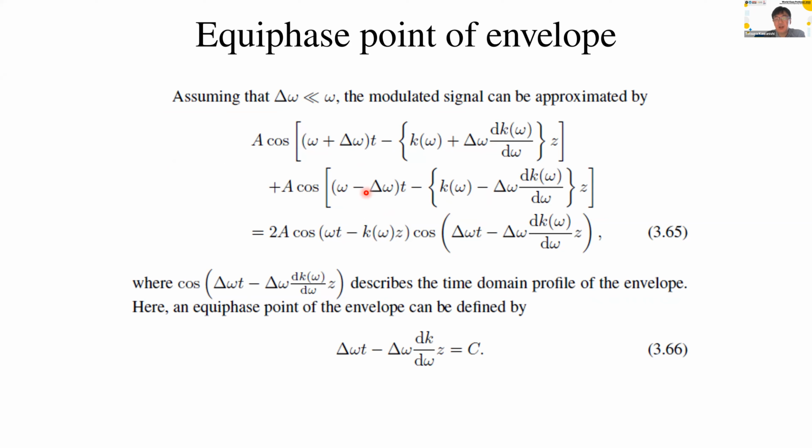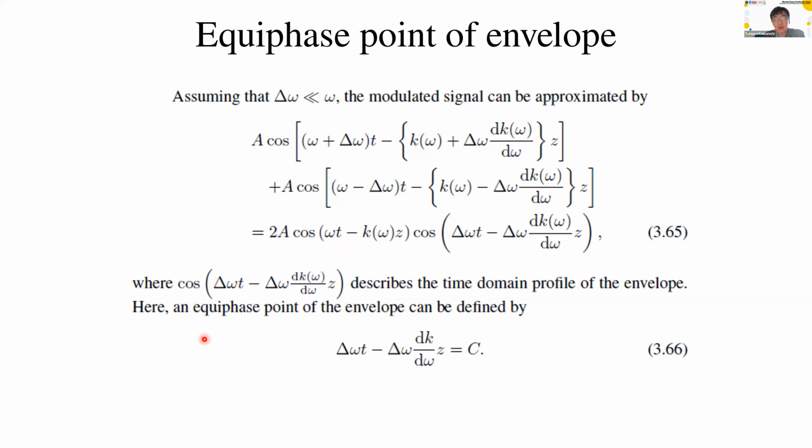By using the transformation formula for the trigonometric function, as you know, it has two components. This component describes the time domain profile of the envelope. This component shows the high frequency oscillating component with omega t, and this one shows the envelope oscillating with the low frequency delta omega.